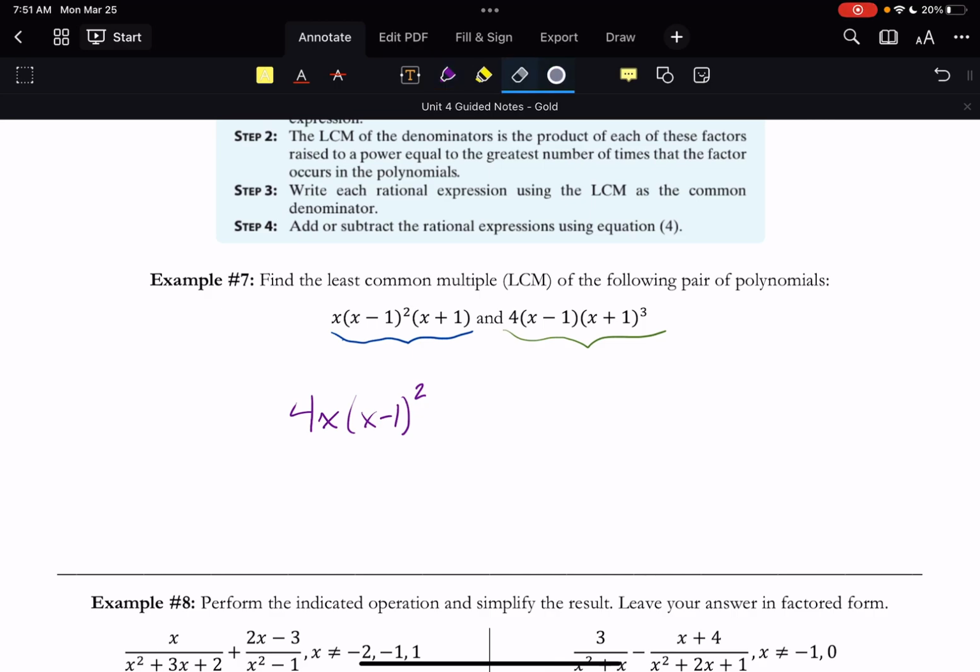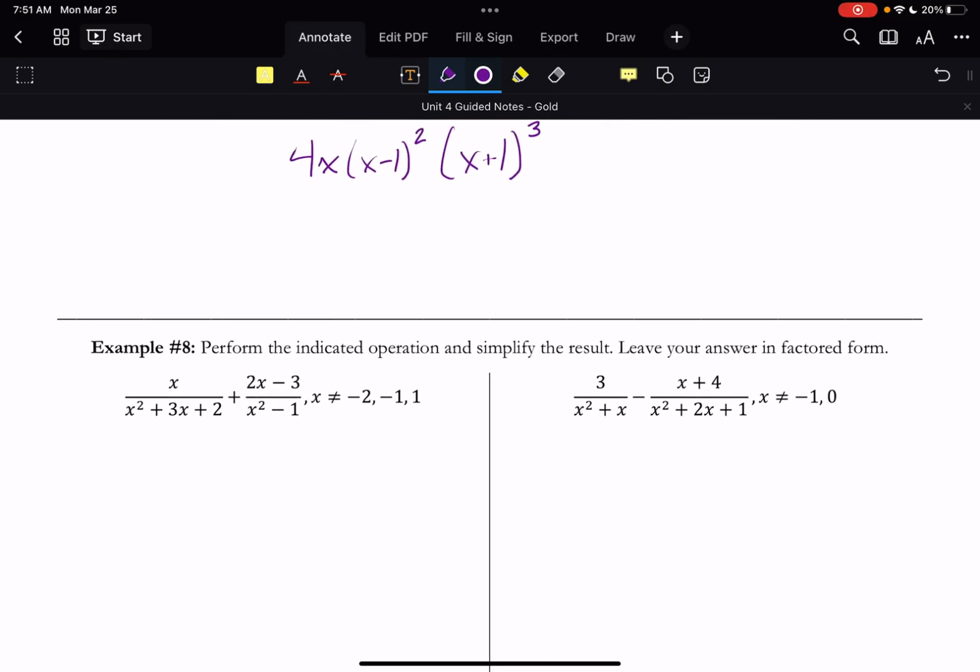And then similarly, comparing the two, I have x plus 1 as a factor. So it's to the first power in the first polynomial, to the third power in the second. So again, I want the greatest power. So it's going to be x plus 1 cubed. And that is going to be the LCM.